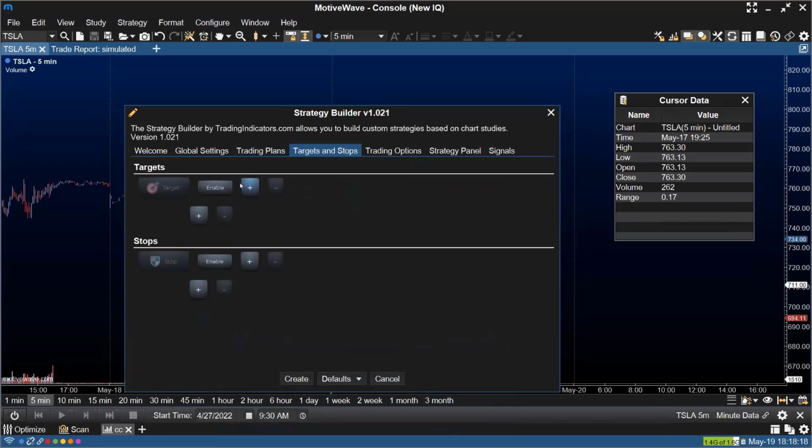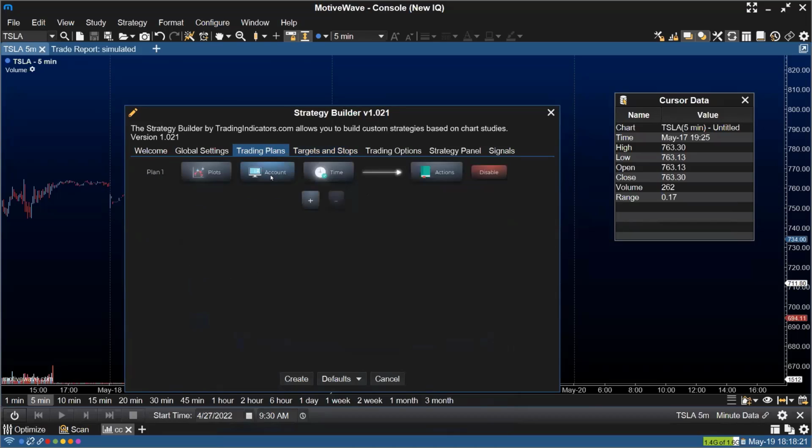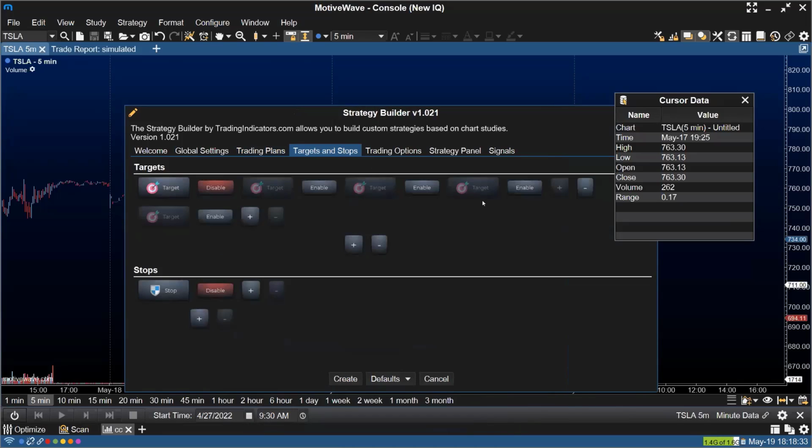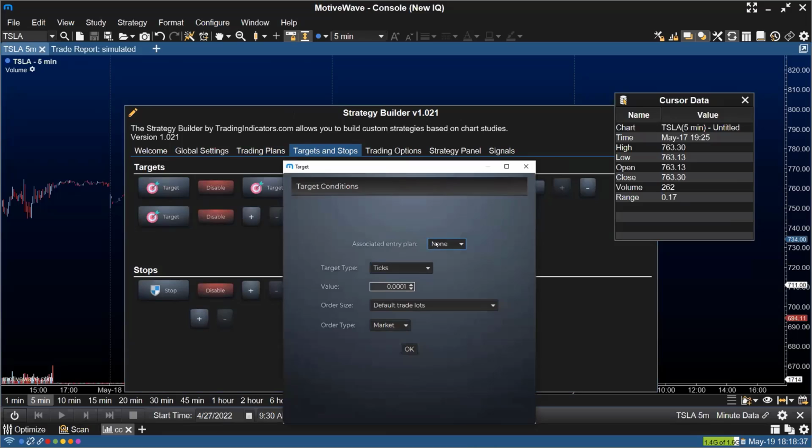And then you're able to set targets and stops. So when a trading plan opens a position, you need to be able to exit that position, right? So you're able to create targets and stops, up to 20 different targets and stops in your strategy. You can have multiple targets and multiple stops for different positions. And there's a lot of variety in the options that you're able to select.